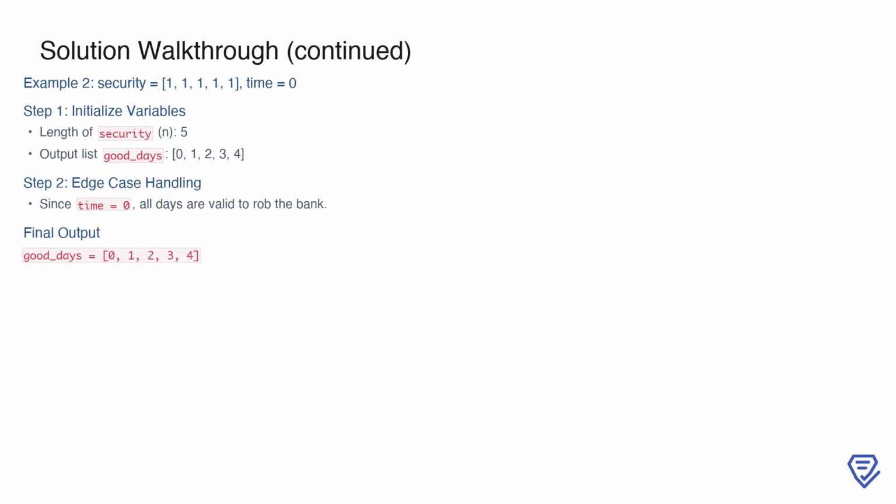Let's now consider another example where security is 1, 1, 1, 1, 1, and time is 0. First, we initialize the variables. The length of the security array is 5, and since time is 0, there's no need to calculate the non-increasing or non-decreasing arrays. This is because when time is 0, every day is automatically a good day to rob the bank, as there are no restrictions on the number of consecutive non-increasing or non-decreasing days. Therefore, the output list good_days contains all the indices 0, 1, 2, 3, 4. This edge case highlights how the solution handles scenarios where the constraints are minimal, making all days valid.